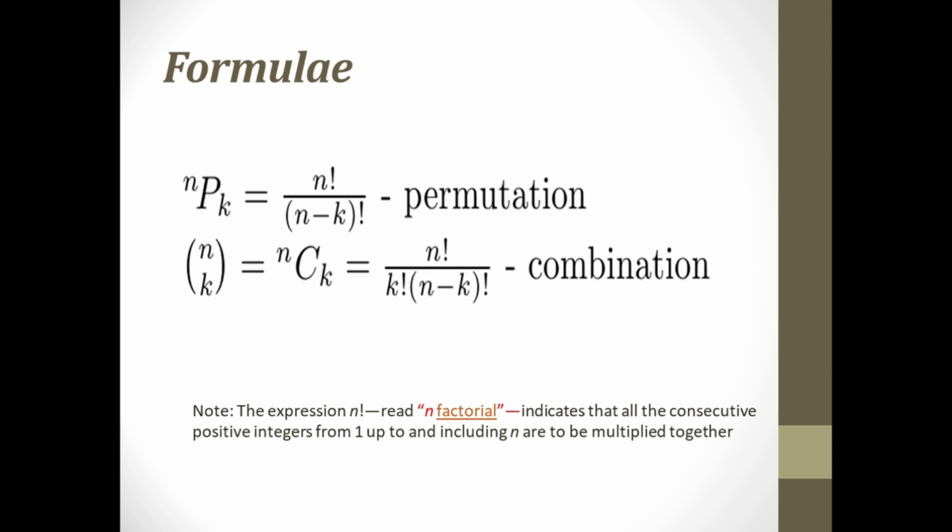So what does factorial mean? The expression n factorial indicates all the consecutive positive integers from 1 up to and including n, and they are to be multiplied together. So if I have 5 things and I'm looking at how many ways all 5 can be selected, that will give me 5 factorial. The 5 factorial in computation will give me 5 times 4 times 3 times 2 times 1. If I have 7 factorial, it's going to be 7 times 6 times 5 up to 1. So that's what factorial is all about.